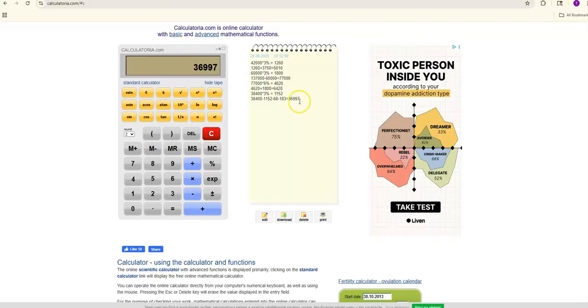And this gives me a net proceeds amount of $36,997. Okay, and so that's how you're going to complete the even numbers for questions 2 through 16 in your e-text. And again, don't forget to include the percent symbols when you're using Calculatoria to submit your work.